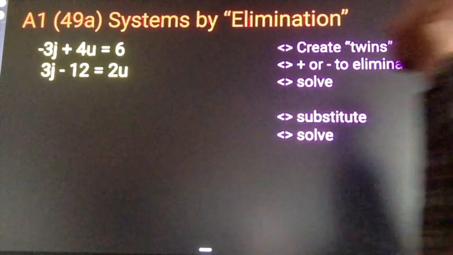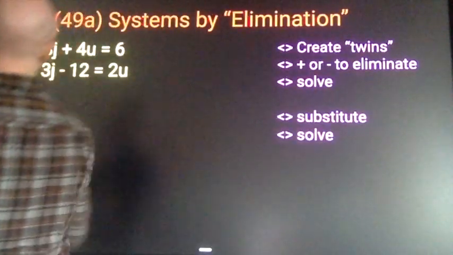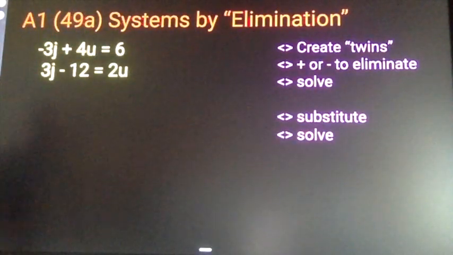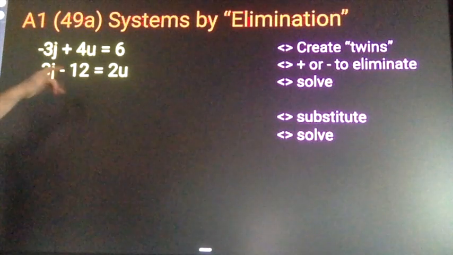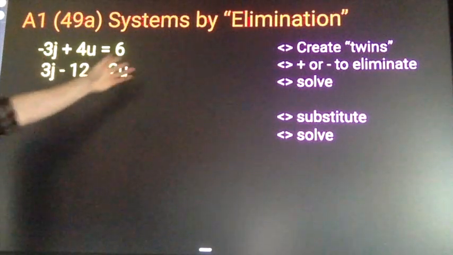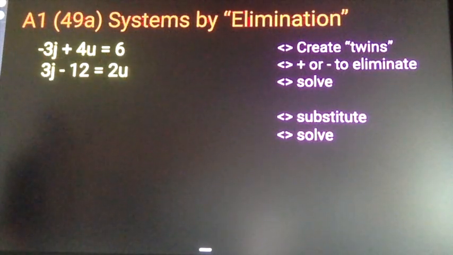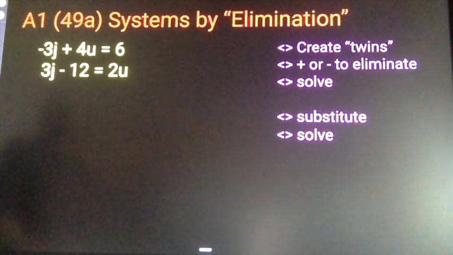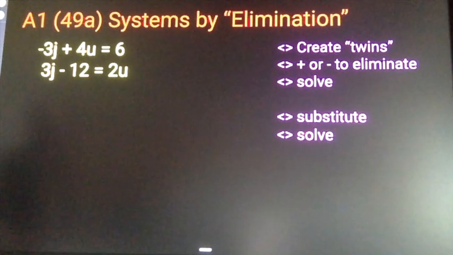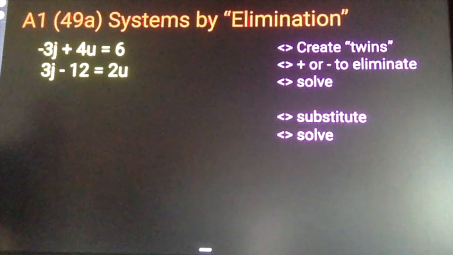All right, this one's a little weirder because the second equation is not in standard form. One thing that you could do is rearrange things to get it in standard form. Add 12 to both sides, subtract 2u from both sides, get it into standard form. The other thing you could do was just deal with it as is. You're just going to have to be aware.